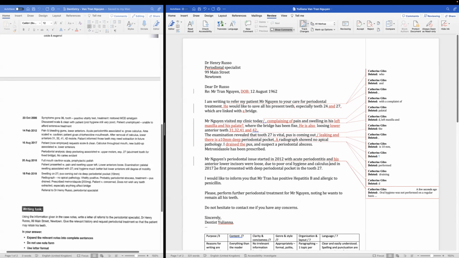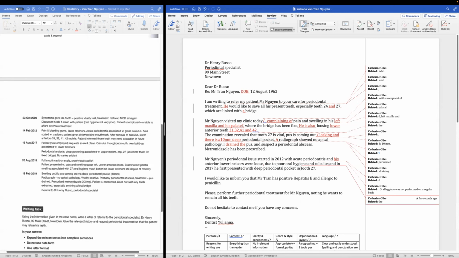And in 2017, he first presented with deep periodontal pocket in tooth 27. We're not going to call it the tooth. We're going to call it tooth 27 because actually the number 27 defines which tooth it is. We don't need to say the tooth. For example, if you go to a play or cinema, you say you're in seat 26. You wouldn't say you're in the seat 26. Or a hotel, you're in room 11. You wouldn't say the room 11 because the number defines it for you.